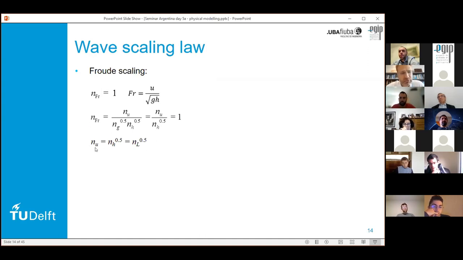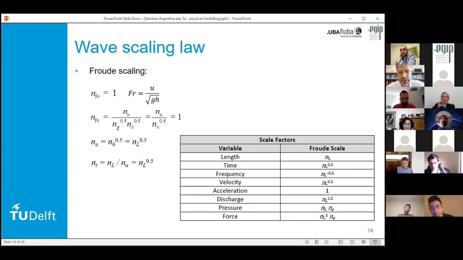So that means that our velocity scales with the square root of the geometric scale. And because time is a length divided by a velocity, we can also say that a length scale divided by the square root of a length scale is again the square root of a length scale. So our time also scales with the square root of the length scale. This is how the Froude scaling works. We can come to a velocity scale directly from the Froude number, but if we fill it into other formulas, you can also work out the length scale and the time scale. And then you can also get a scale for frequencies, velocities, accelerations, discharges, pressures, and forces.